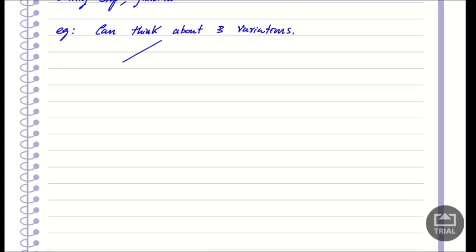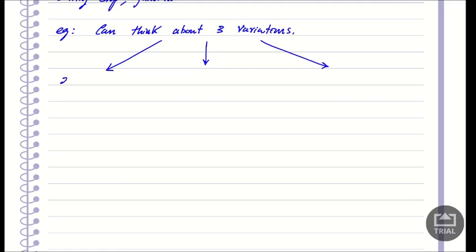Right. Example. So if you think about this, you can categorize this into 3 sections, right? So can think about 3 variations, I would say, right? First variation, wherever you go, only these variations you will see. You do VCE, you will see only these 3 variations.